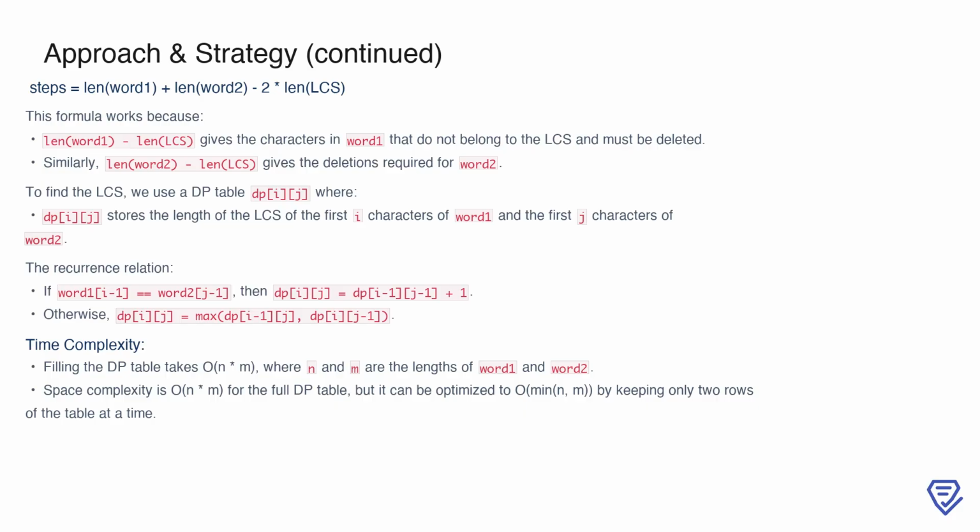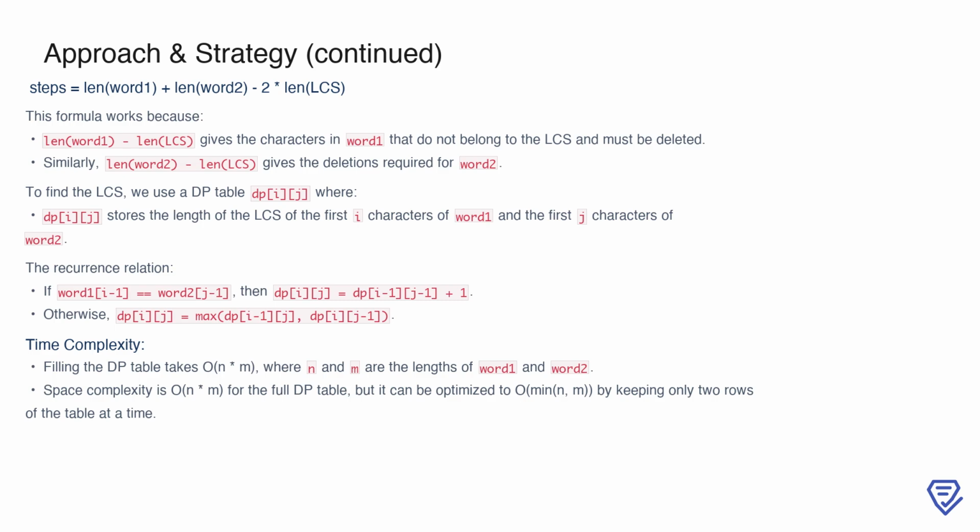and similarly for word2. To find the LCS efficiently, we use a DP table where dp[i][j] represents the length of the LCS for the first i characters of word1 and the first j characters of word2. The recurrence relation for this table is straightforward: if the characters at the current indices match, dp[i][j] = dp[i-1][j-1] + 1, meaning we extend the LCS. If they don't match, the LCS length is the maximum of excluding one character from either string, so dp[i][j] = max(dp[i-1][j], dp[i][j-1]).